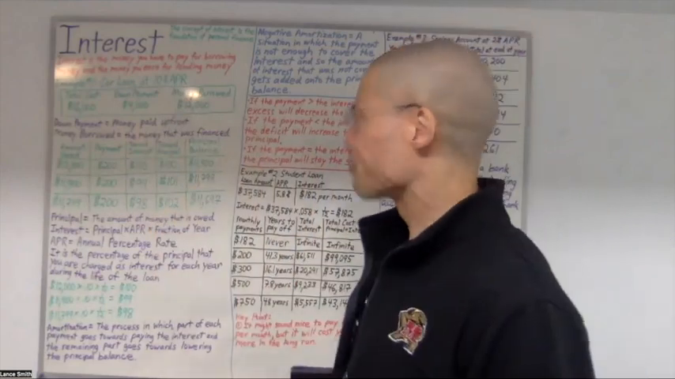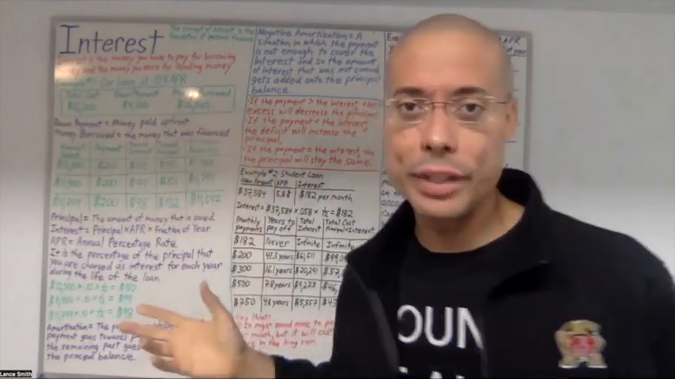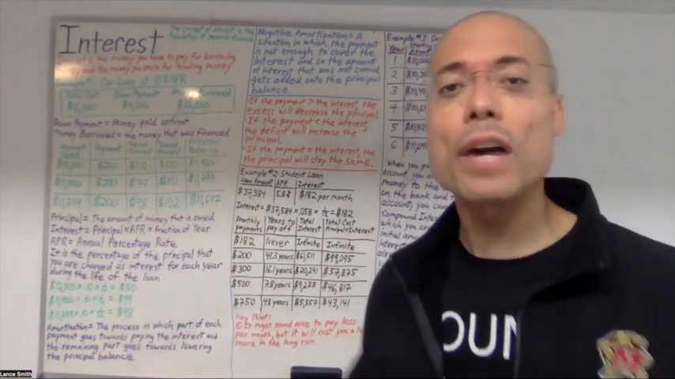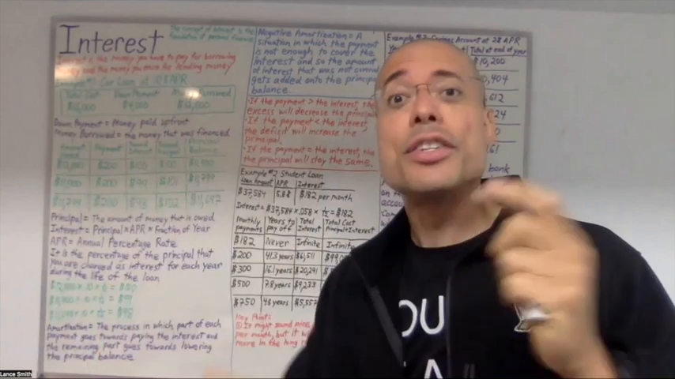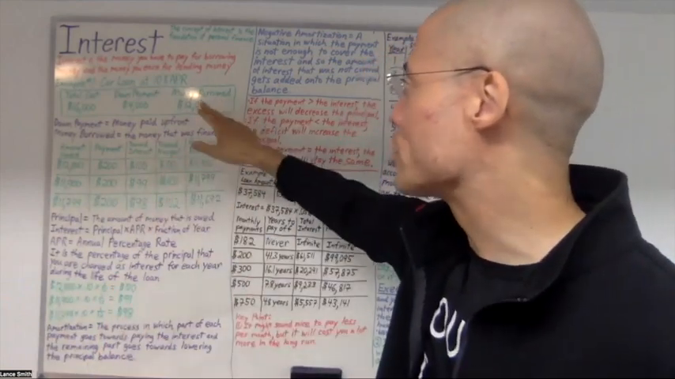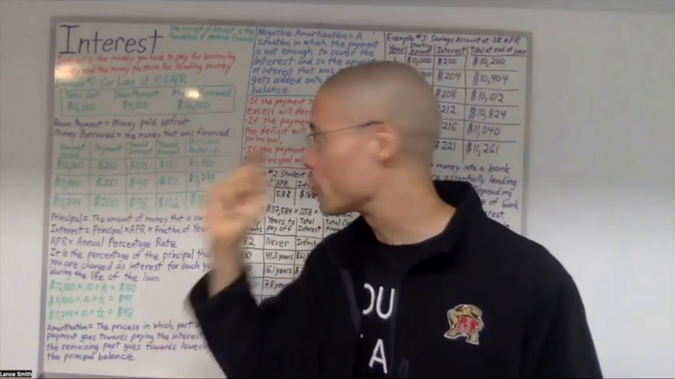Okay, so how much is borrowed then, right? So they're buying a car for $16,000. They're putting a down payment of $4,000. So that means they are borrowing $12,000. The money borrowed is $12,000.